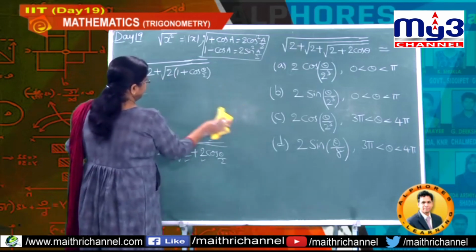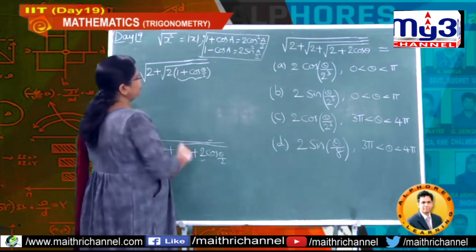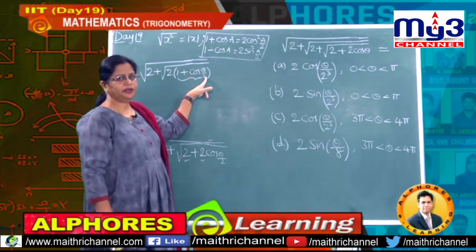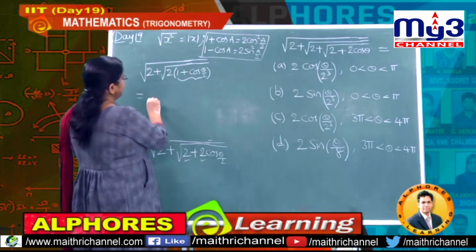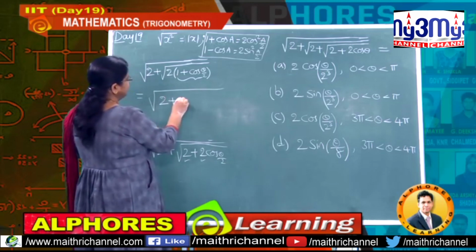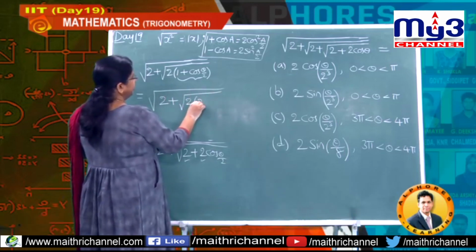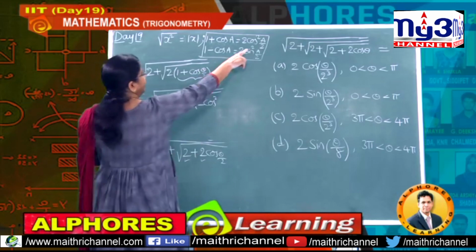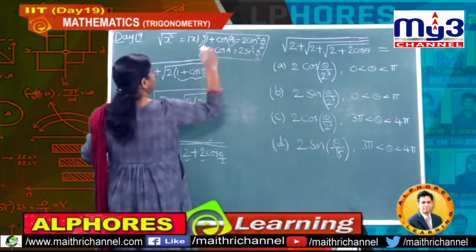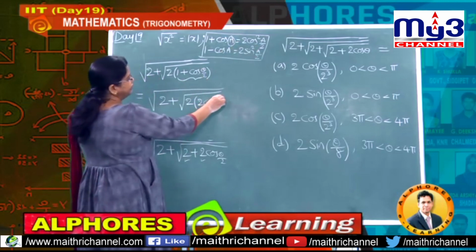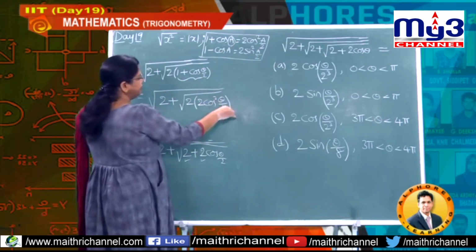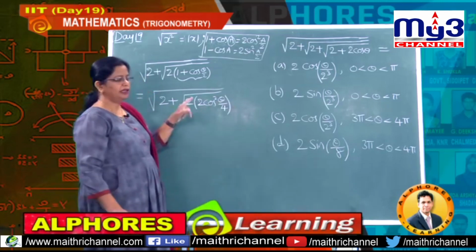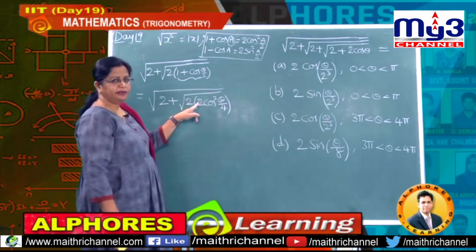Now what is happening here? 1 plus cos theta by 2. In place of A, now you are having theta by 2. So now I am going to make use of the same formula, then it will become 2 plus under root of 2 into 2 cos square, students, theta by 2 by 2. So A by 2, now here half angle. Theta by 2 half angle means it will become theta by 4.